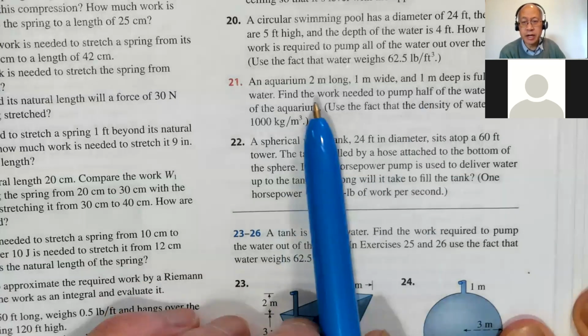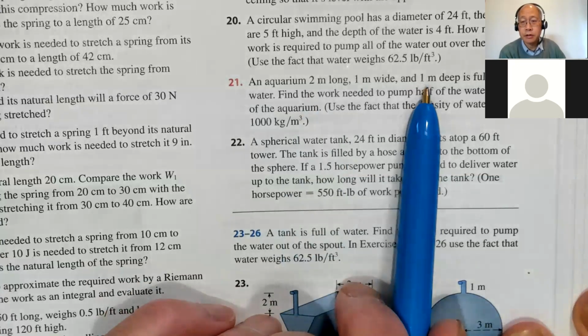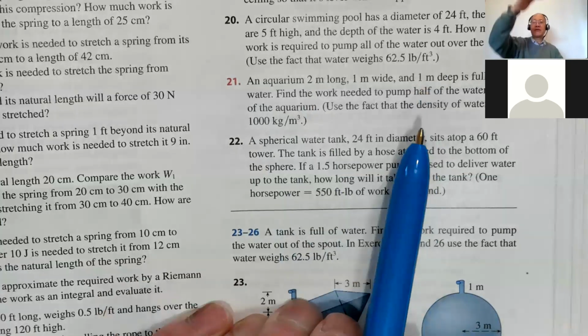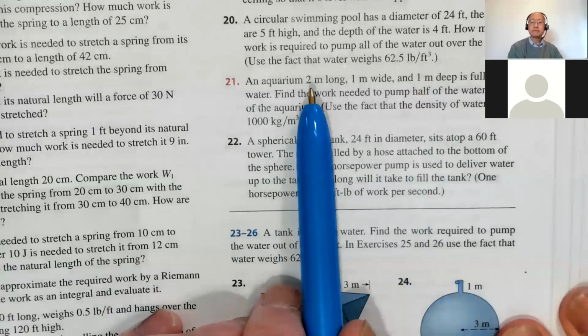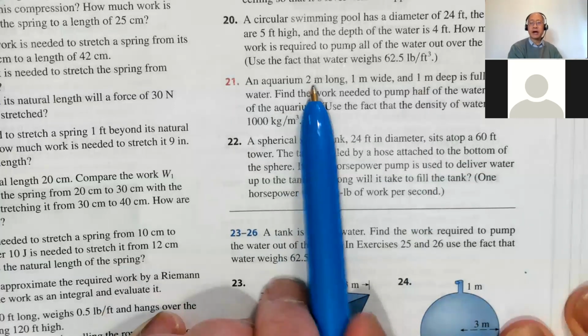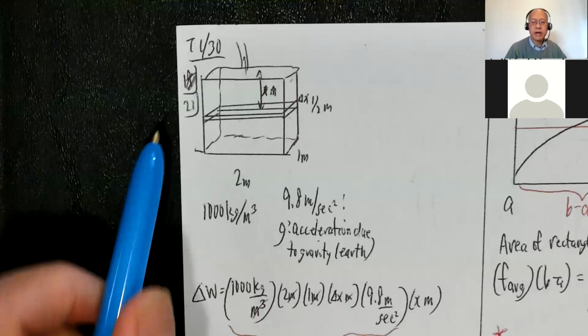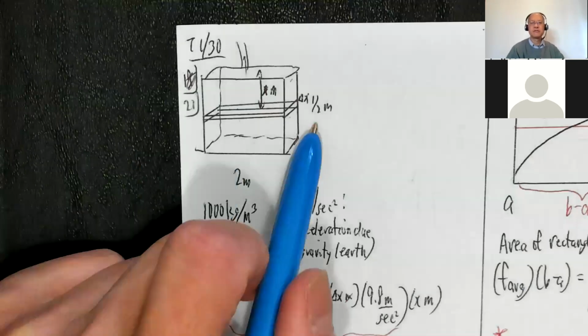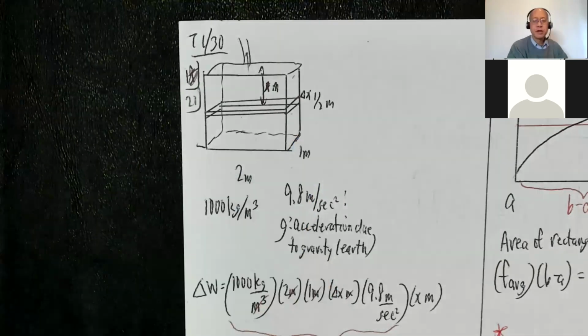If I do that, why don't I just pretend it's 2 meters by 1 meter by half a meter and pull out all the water? Does that make sense? Okay. If I have half the water, then I'm only taking out half a meter deep. So I'm going to change the problem so that it's 2 meters by 1 meter by half a meter and pull out all the water. So the picture is like this. 2 meters, 1 meter, half a meter. Pulling out all the water.